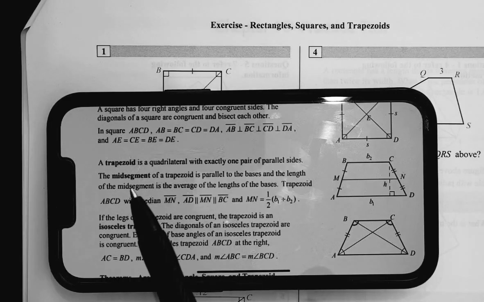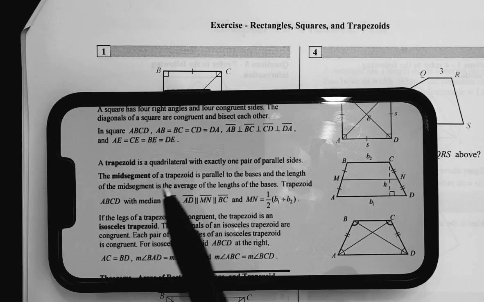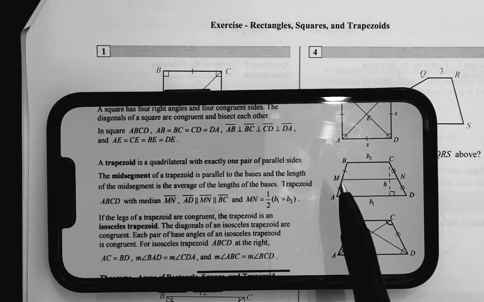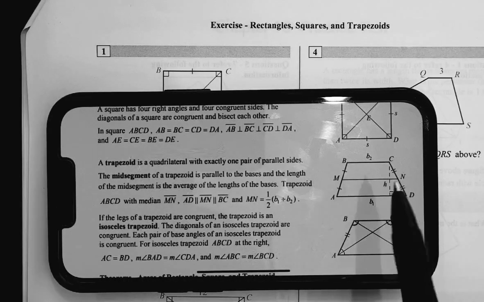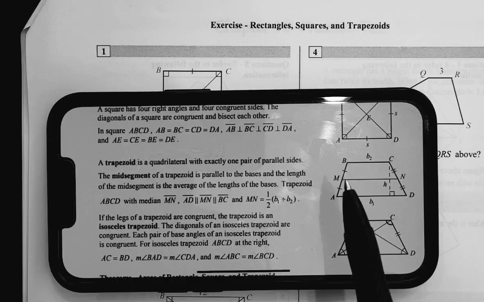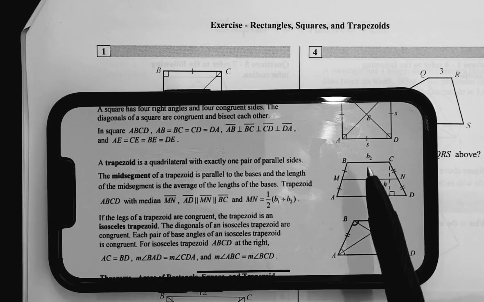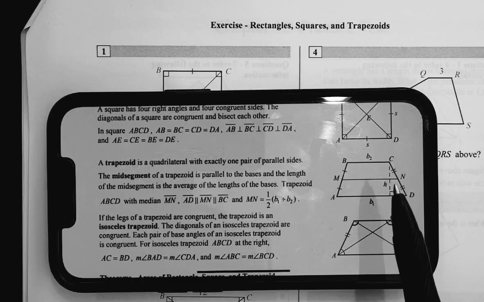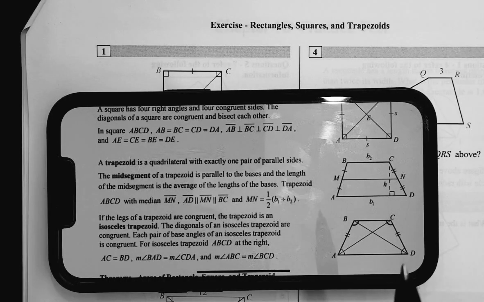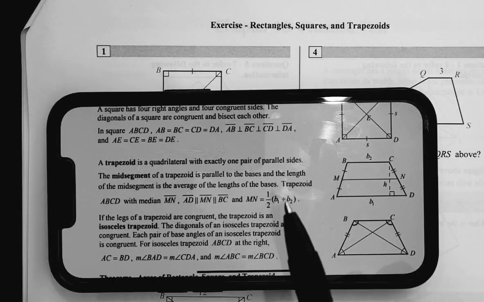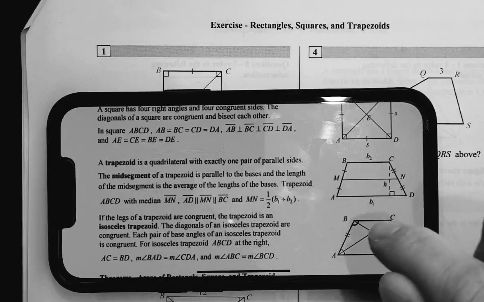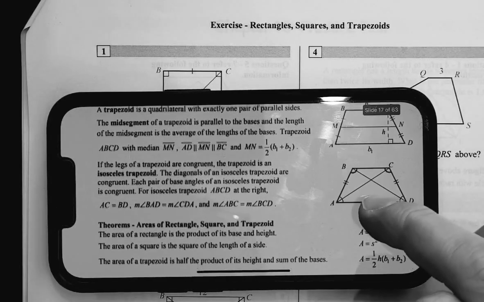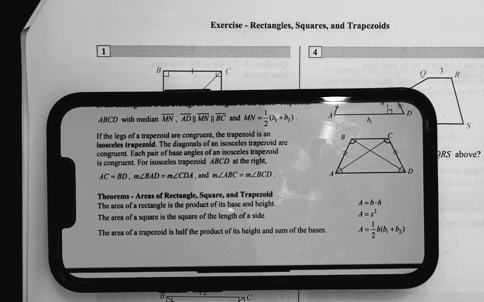I don't think this is too important. The mid segment, by the name mid, is right in the middle of the two non-parallel sides. And by the name again, middle is right in between. Okay? So the length of this mid segment is the average of the two parallel sides. Okay? I don't think this is too important. I've never seen a problem use that. But this book thinks you should know it, so we went over it, okay?